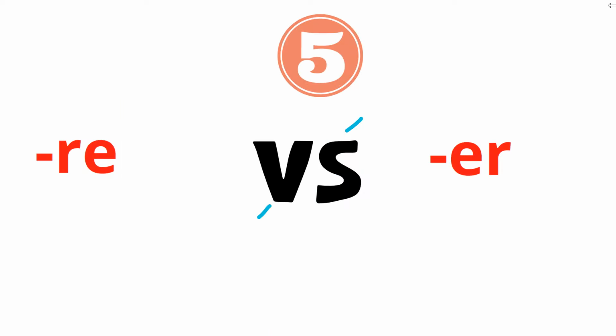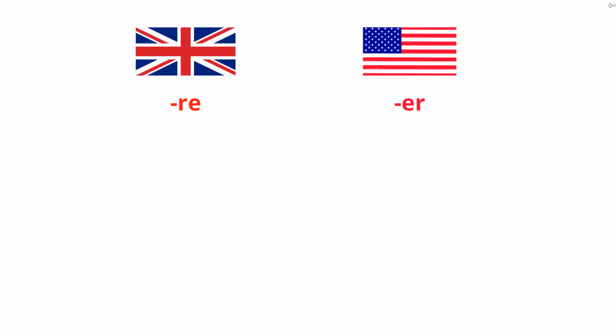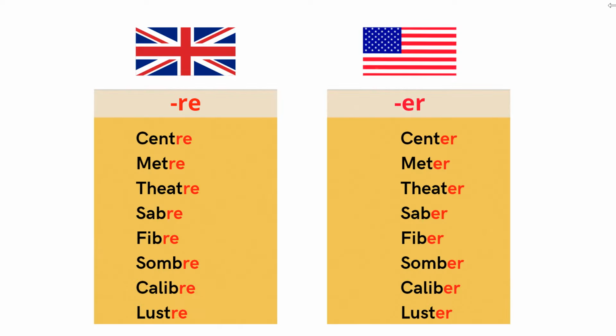Spelling difference number 5. RE versus ER. Like OUR that we have just seen in the previous slide, the RE spelling originally comes from French as well. In American English, it was replaced with ER to better reflect American pronunciation. As examples, center, meter, theater, etc.